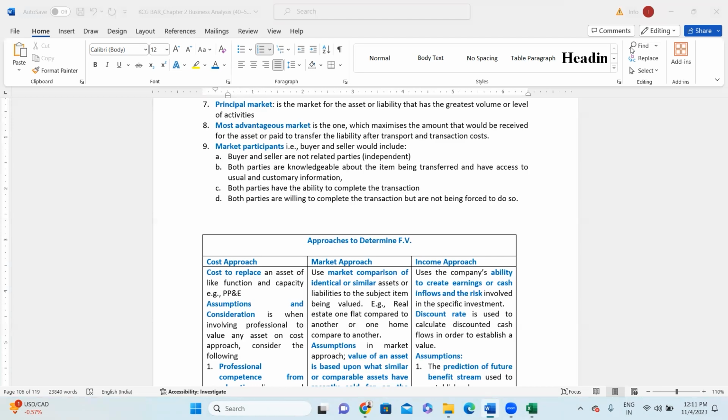So what is the D point here? Both parties are willing to complete the transaction but are not forced to do so. Clear? Yes, sir. So that is about market participants.